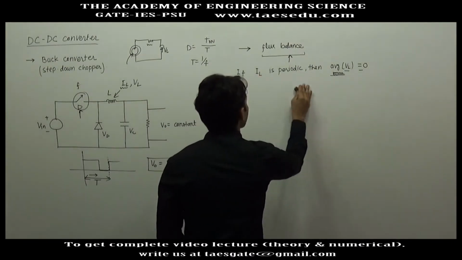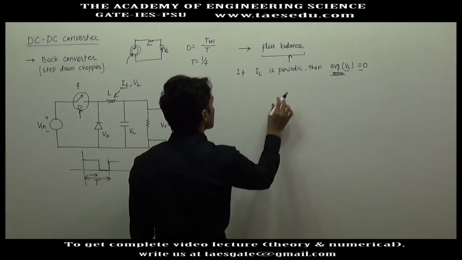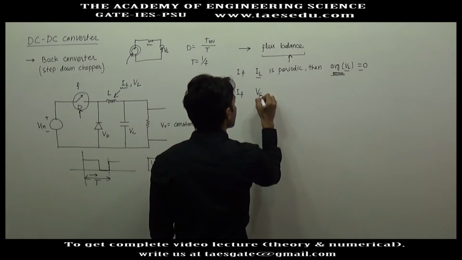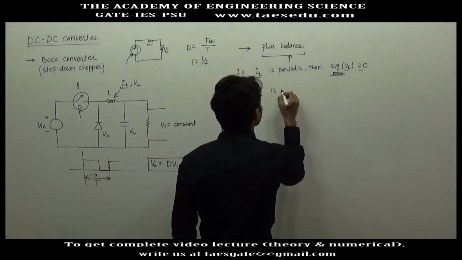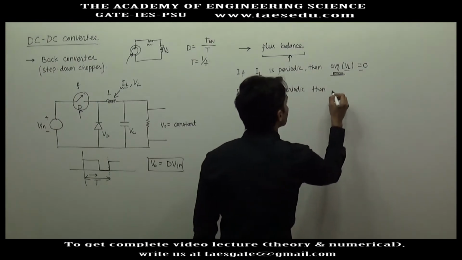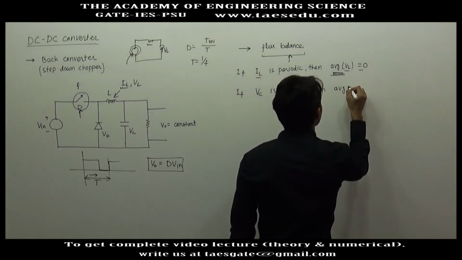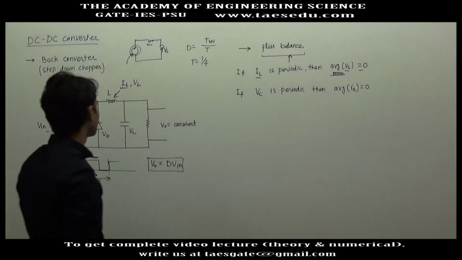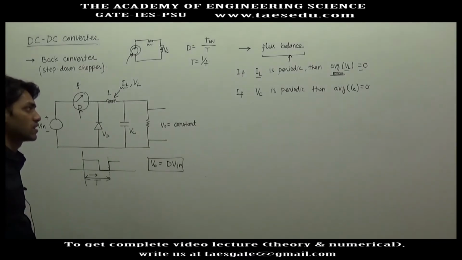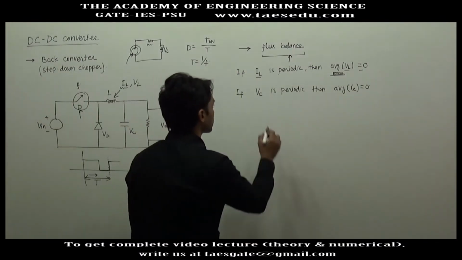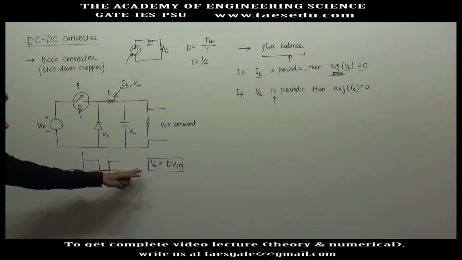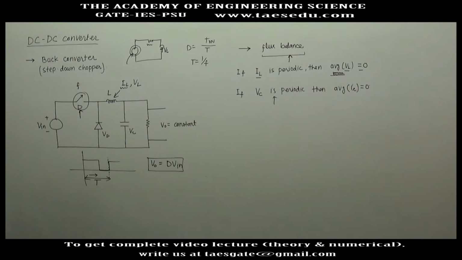Similarly we have a rule, charge balance. Okay, charge balance is, if you have inductor current, then you will use capacitor voltage. If Vc is periodic, then average capacitor current is equal to 0. If capacitor voltage is periodic, then average capacitor current has to be 0, and you can derive it in a similar way. I will derive it sometime later, because we have to derive the relationship between input and output.